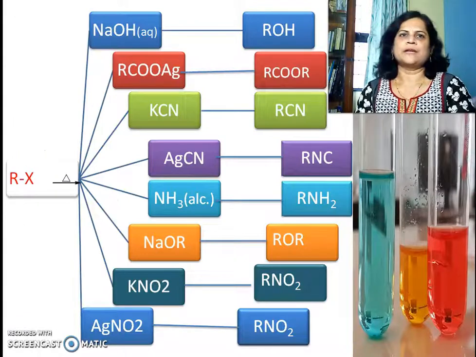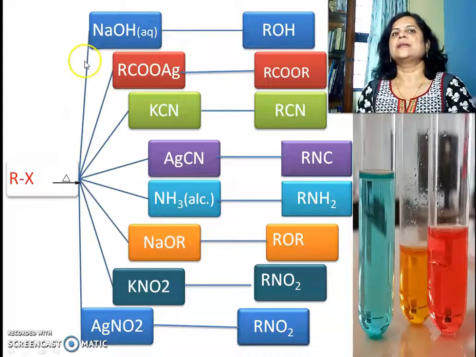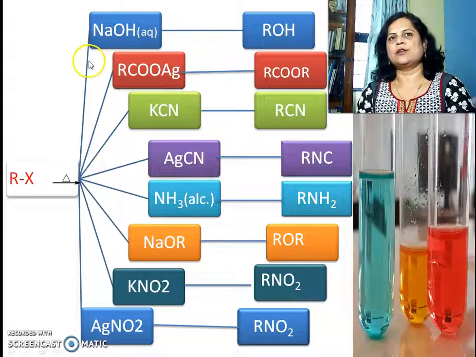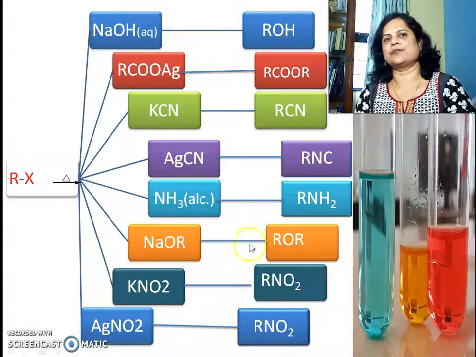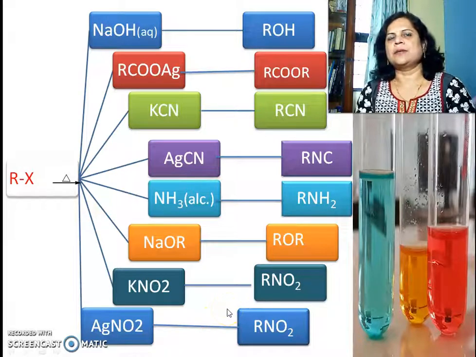In the substitution reactions of alkyl halides, we use NaOH, silver salt of carboxylic acid, potassium cyanide, silver cyanide, ammonia, sodium alkoxide, potassium nitrite and silver nitrite. We have these types of reactions and we get different products. Now we see the reactions one by one.